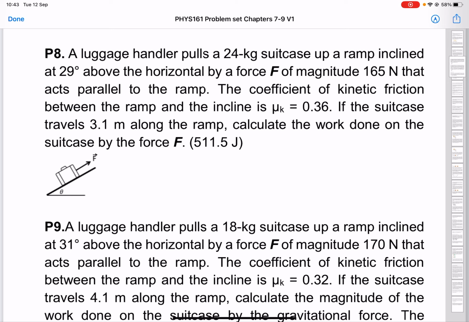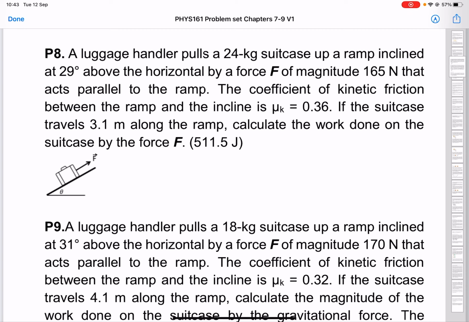In this problem, in general, it asks a couple of questions. So the first question will be, what is the work done on the suitcase by the force F? Then another question will be, what is the work done on the suitcase by the gravitational force, Fg? And then they may also ask, what is the work done by the normal force? And then another question will be, what is the work done by the friction force? So all of them have to be calculated separately.